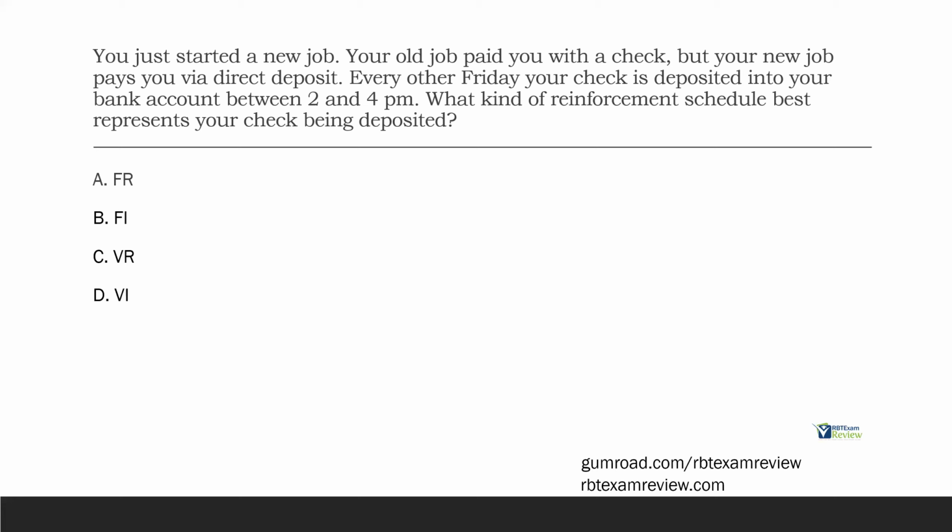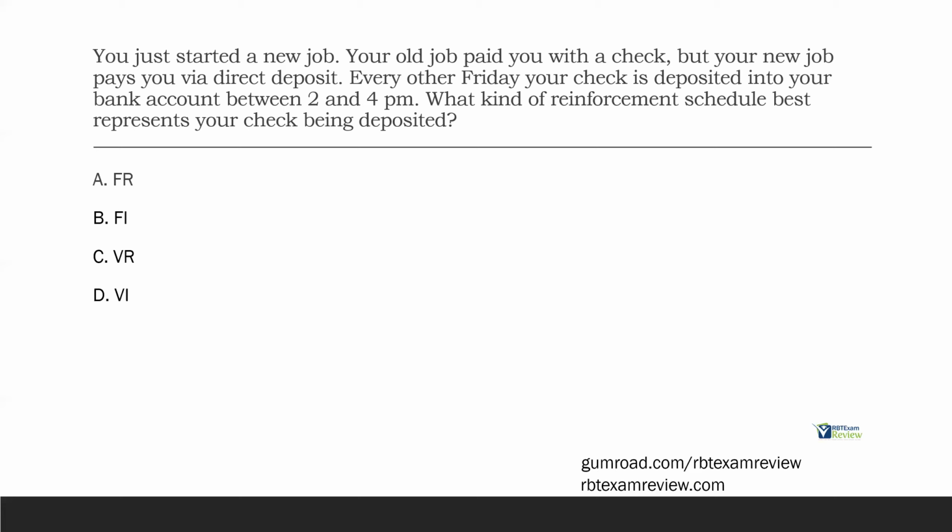So you can eliminate A and C because we're dealing with time, right? No matter how many responses or how many times you check your bank account, you're not going to see your check until a certain time, okay? That's why it's not an FR or VR, because you could check your bank account a million times, but until that time comes, until enough time has passed, you're never going to see your check in that account. Okay, so we're dealing with interval here.